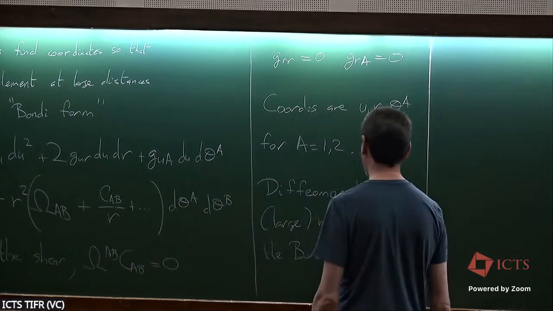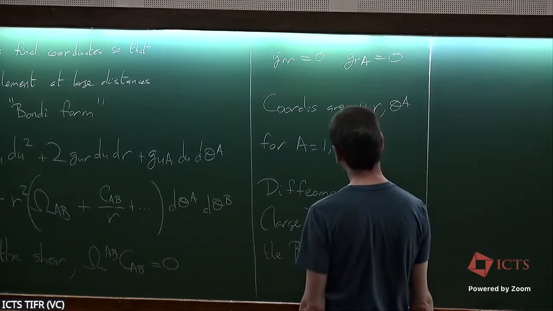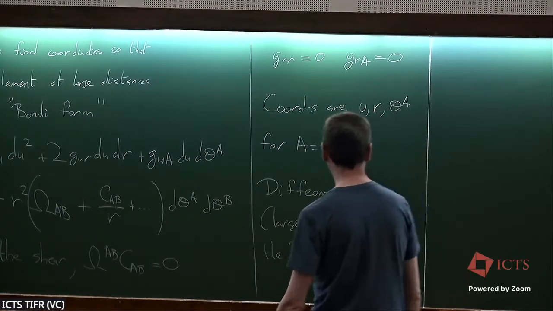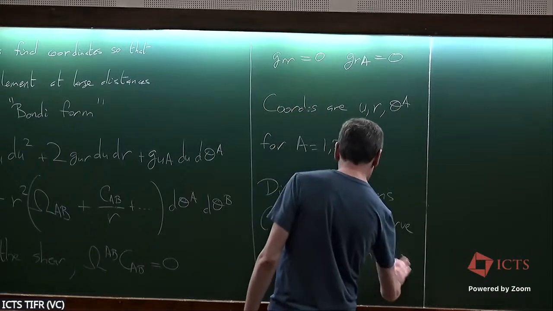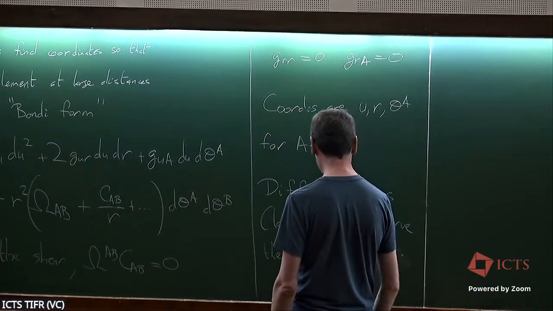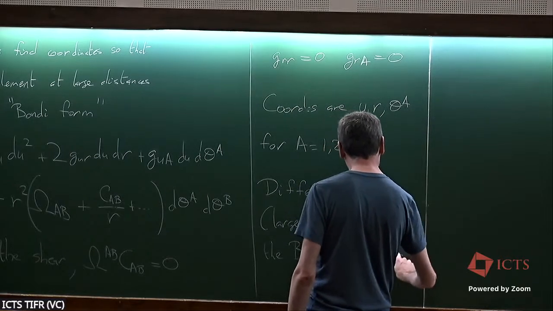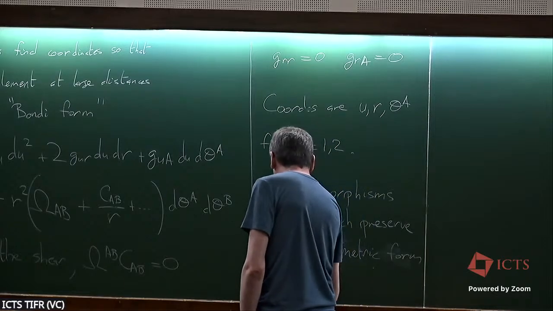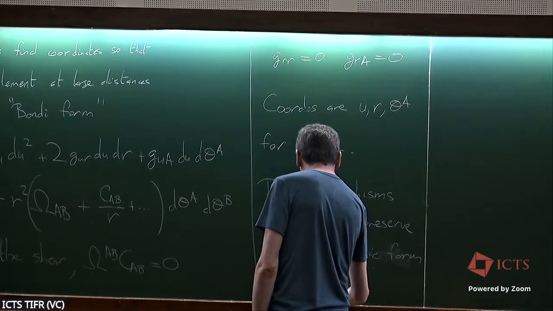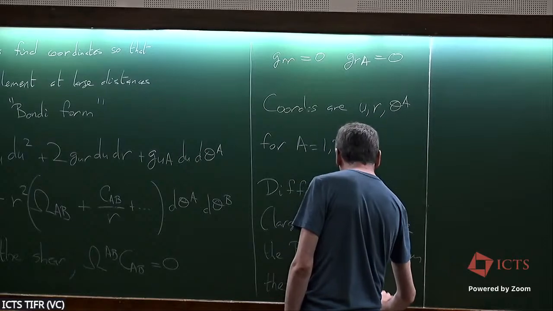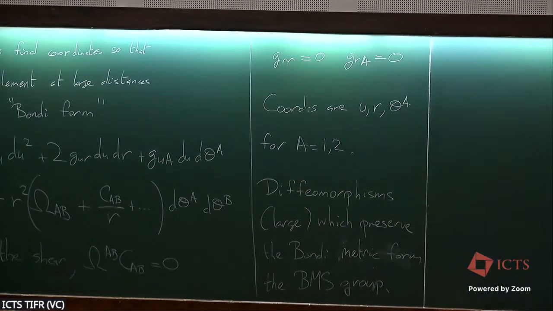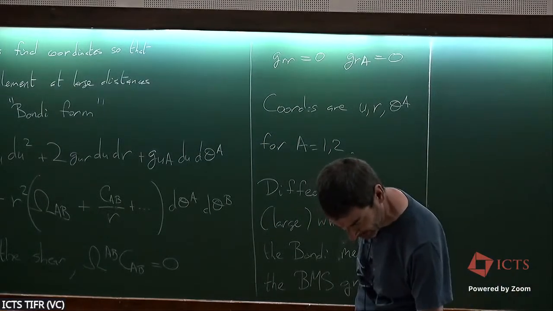Diffeomorphisms preserve the Bondi form. Well, the trouble is, I want to use form twice. Bondi metric. So this BMS group, BMS stands for Bondi, Metzner, and Sachs. But there was another person famously who is not included in the name. It's really Bondi, van der Burg, Metzner, and Sachs. But anyway.